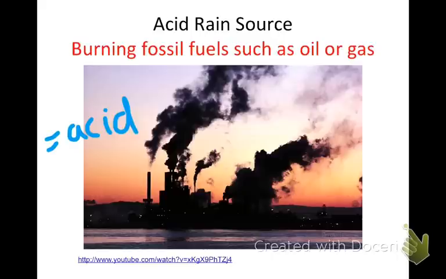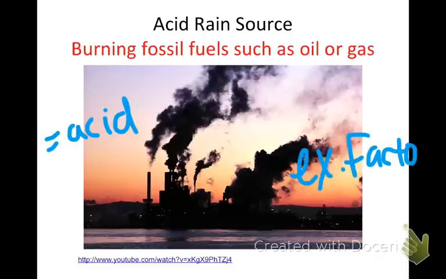And why does this happen? It's because of sulfur oxide and nitrogen oxide. They end up in the air together, and they combine with the water in the air. But where does it come from? It comes from fossil fuels burning. You can put yourself an example out there, factories. This happens because of factories. They burn those fossil fuels like oil, gasoline, charcoal, and then we have problems.